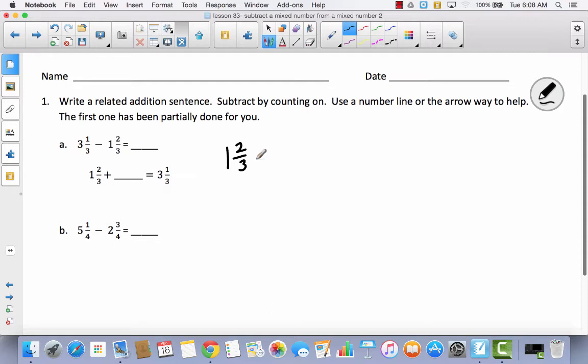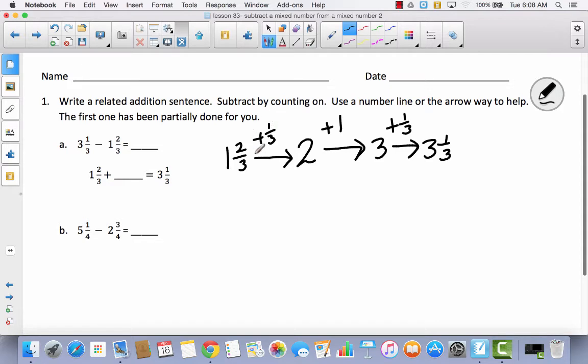All right, so I'm going from 1 2/3 to the next whole number. Well, what would be the next whole number? Well, it would be 2. So if I'm going from 1 2/3 to 2, I'm basically going from 1 2/3 to 1 3/3. So that means I'd have to add 1/3. Now I'm going from 2 to 3. So that would be 1 whole. And then I'm going from 3 to 3 1/3. So from 3 to 3 1/3 would be another third.